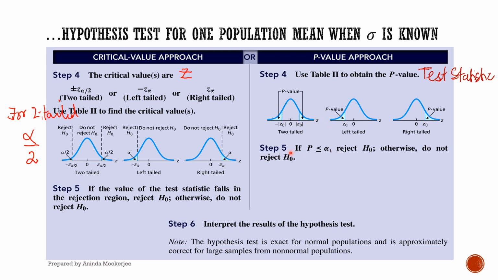Okay, so step 5 says if p is less than or equal to alpha, reject the null hypothesis, otherwise do not reject the null hypothesis. Whereas for the critical value approach, step 5 says if the value of the test statistic falls in the rejection region, reject the null hypothesis, otherwise do not reject. And then finally, interpret the results of the hypothesis test. The hypothesis test is exact for normal populations and is approximately correct for large samples for non-normal populations.